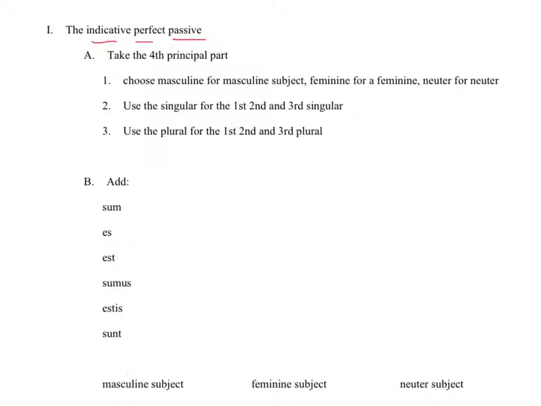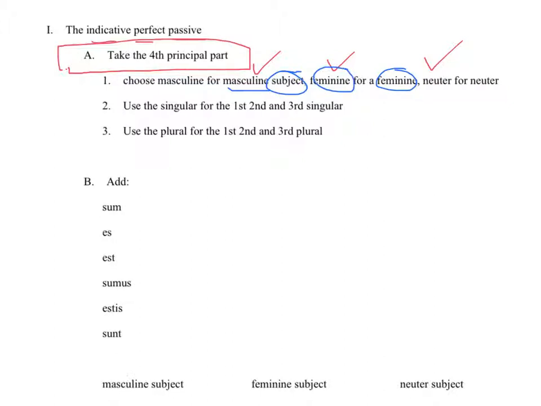In order to conjugate the indicative perfect passive, you take the fourth principal part. Now you have to know that the fourth principal part has a masculine, a feminine, and a neuter form. So you have to decide whether the subject of the sentence is masculine, in which case you take the masculine form only. If it's a feminine subject, you take the feminine form only. And if it's neuter, of course, you take the neuter form.